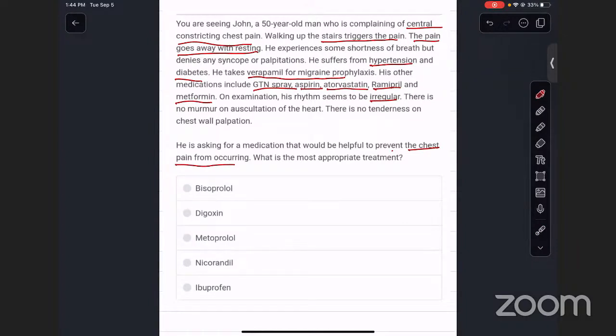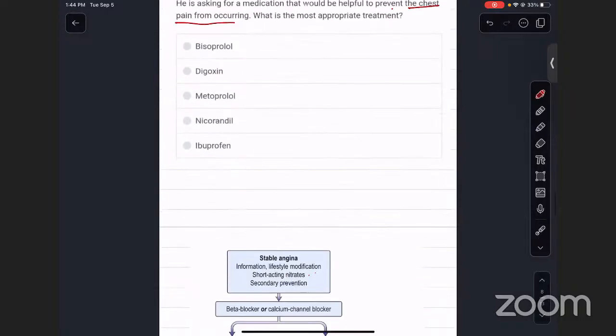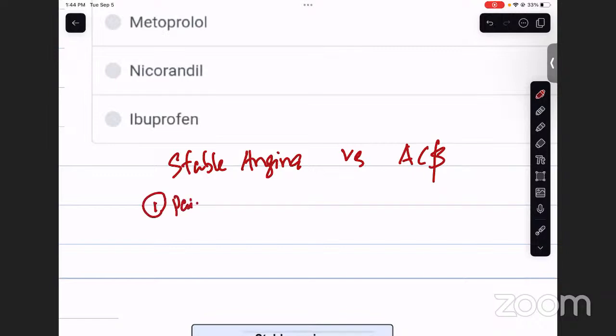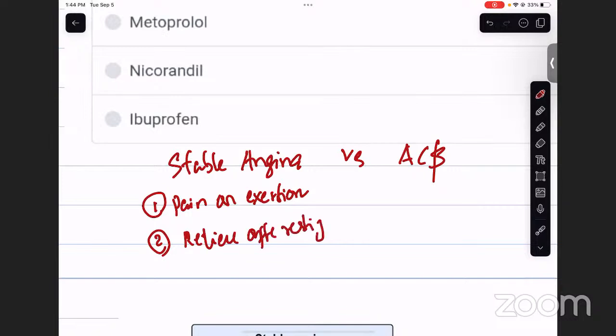angina management, we need to differentiate between stable angina and ACS. So let's see with this example. Stable angina versus acute coronary syndrome. To differentiate stable angina versus acute coronary syndrome, we must know some important clinical facts like pain on exertion, cardiac-sounding pain, and relief after resting. Those are the important points to diagnose stable angina.